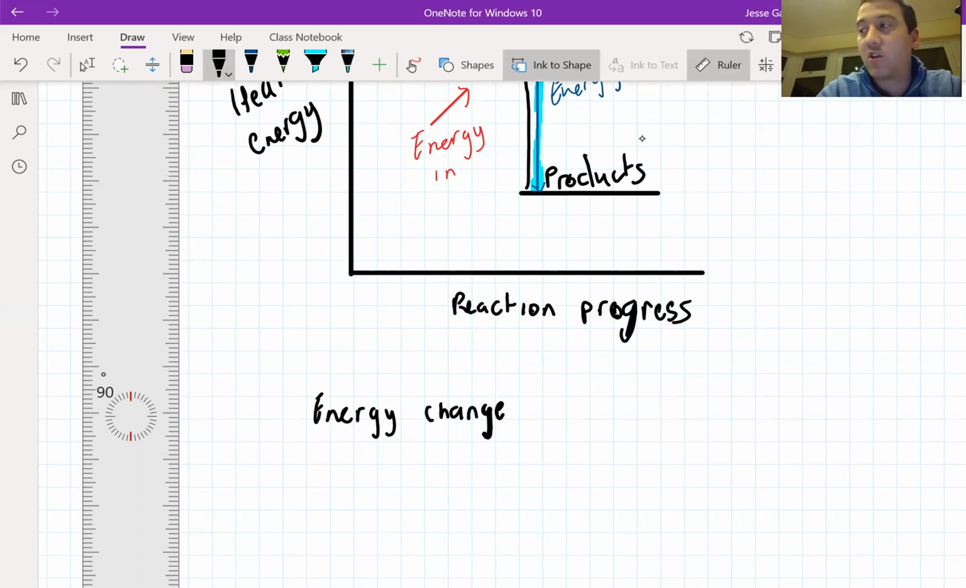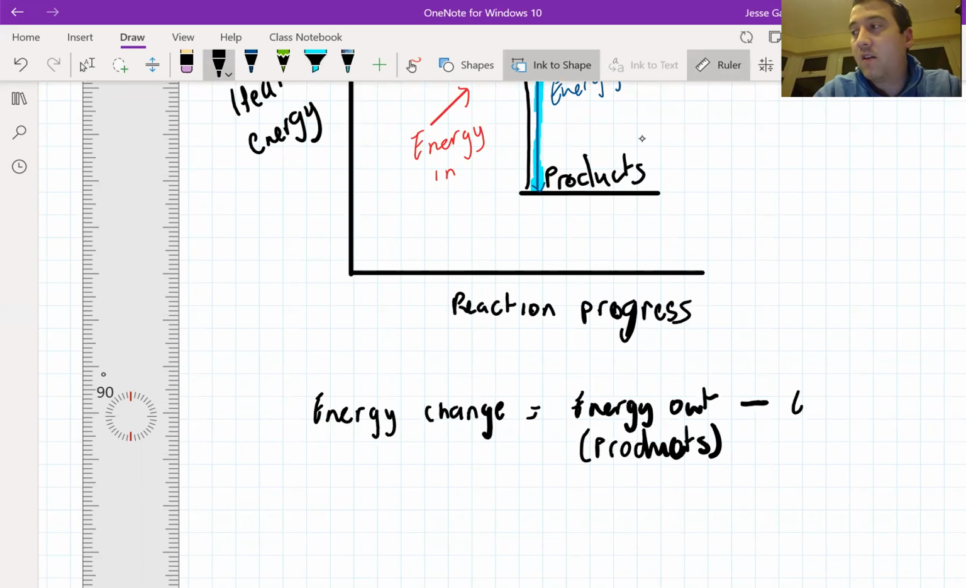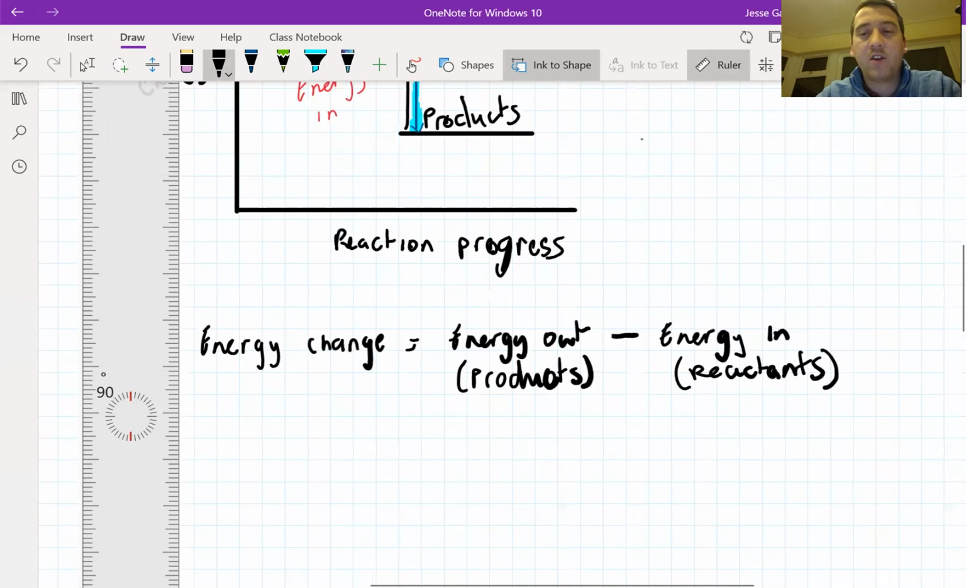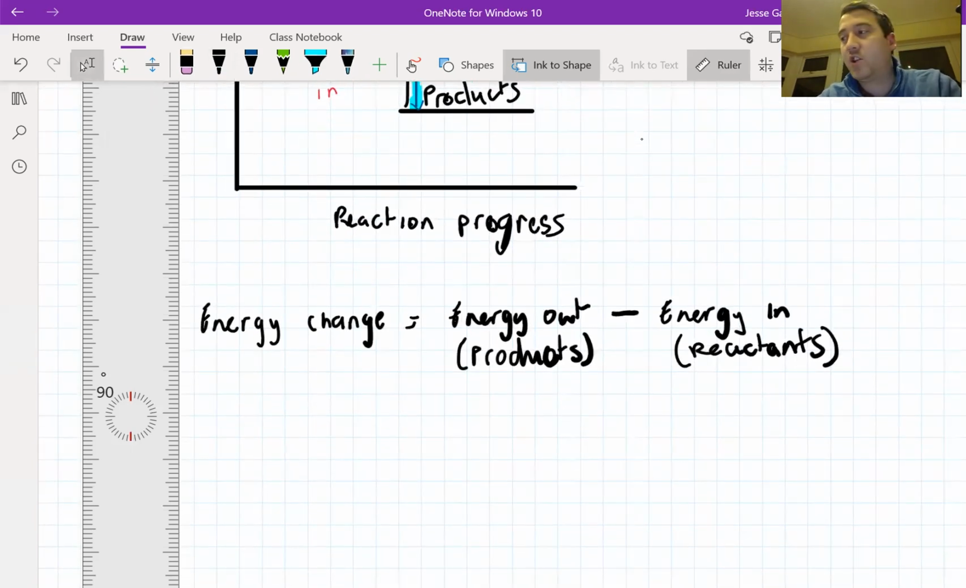So we're going to say the energy change overall is equal to the energy out. And of course, the energy out happens when the products are made, so when the products are formed. And if we take away the energy in, and of course, that's the energy of the reactants, by doing that sum, energy out take away energy in, we can get the total energy change for the reaction. That was what I told you in video 3.